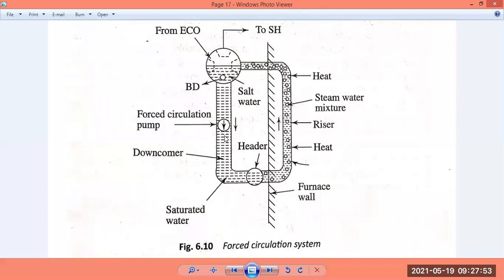So we have to use forced circulation, where we use a pump that circulates our saturated water through all the risers around the furnace wall itself. So here we are now ultimately going from natural to forced circulation itself.